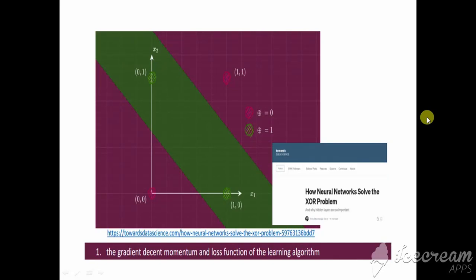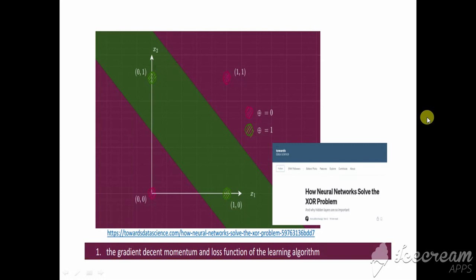Today I want to explain how neural networks solve the XOR problem using gradient descent, momentum, and the loss function of the learning algorithm. As we know, we can solve the XOR problem with multi-perceptron layers, and the steps involved are forward and backward propagation. First, we need to predict our y value based on our input, and we need to compute the gradients from output to the input by using backpropagation.